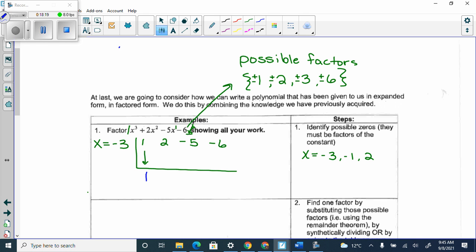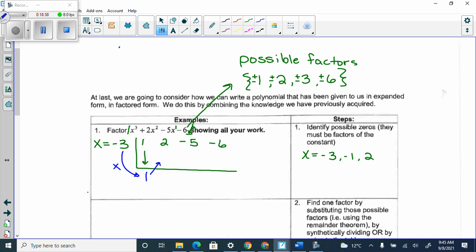Drop down the number. Everyone following me? Now we are going to multiply, add, multiply, add, multiply, add, multiply, add, and then stop. Okay? What 2 numbers do we have here? Oh, look. And we multiply. -3 times 1 is? -3.